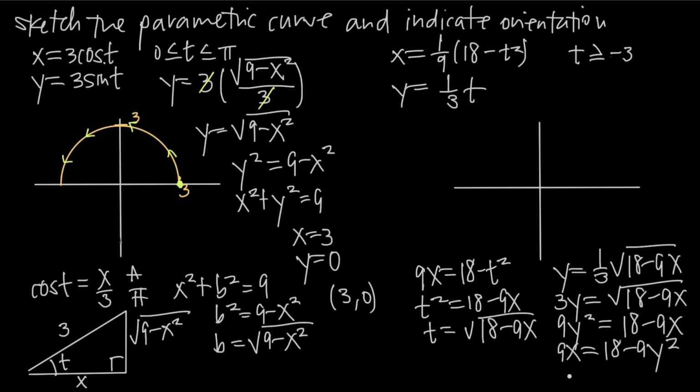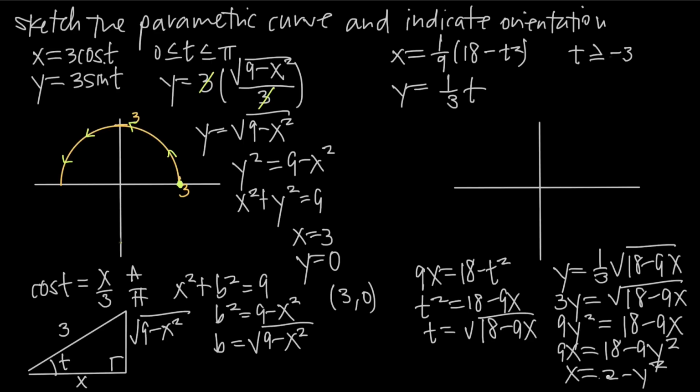And then if we divide through by 9, we get x is equal to 2 minus y squared. Now this equation here, x equals 2 minus y squared, we can easily sketch. Remember that if we have y equals and then something in terms of x squared, it's going to be a parabola that opens up if x squared is positive and opens down if x squared is negative.